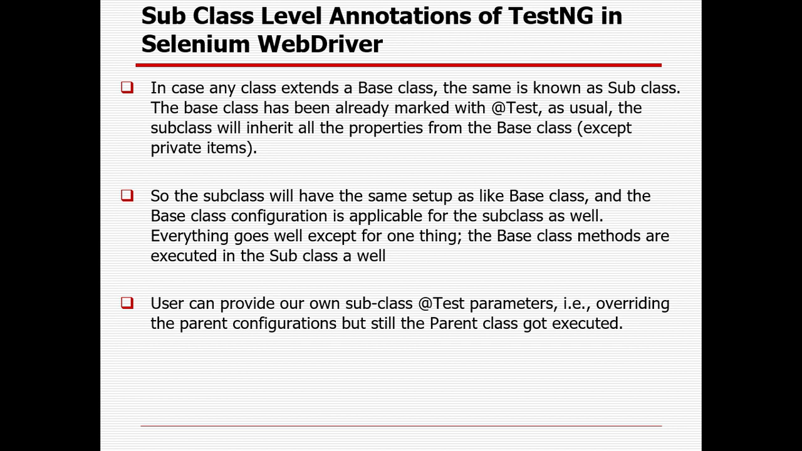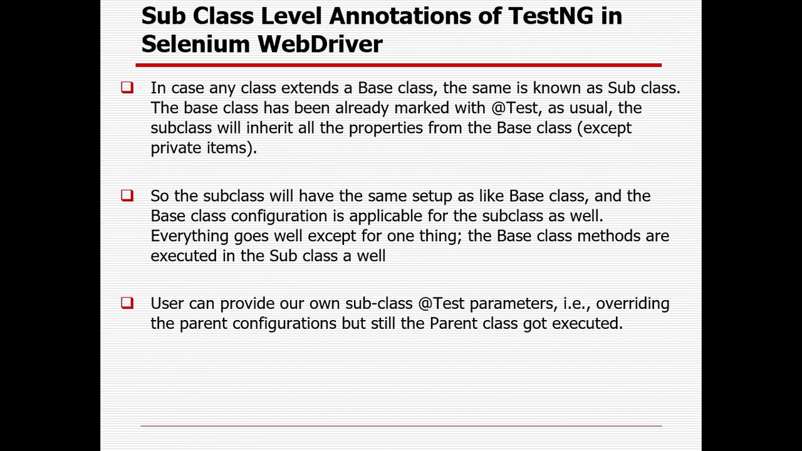So what does it mean by subclass or child class? You already know that inheritance is one of the main concepts in Java, right? So what does it mean by parent class or base class and subclass or child class? The class from which the properties are derived to the other class is known as the parent class or base class, and the class to which the properties from the parent class go is called the subclass or child class. So in case any class extends a base class, it is known as a subclass.